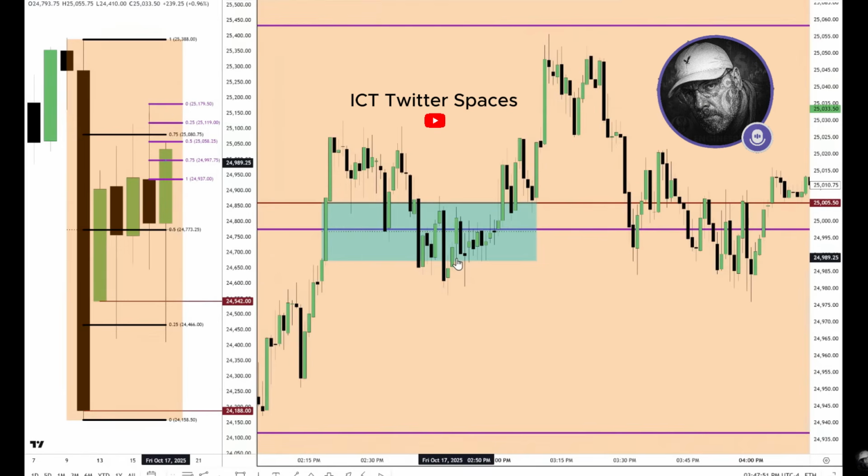In short, what I'm saying is every model I ever taught, whether it's a breaker, a unicorn, a silver bullet, or optimal trade entry, you're going to find that the optimal trade entry 79% retracement level, 62% retracement level, and 70.5 many times is laying right on top of a quadrant. The key is you need to work in whatever price is doing right now. You work from the lower time frame out to the daily, or from the daily down to the lower time frame.